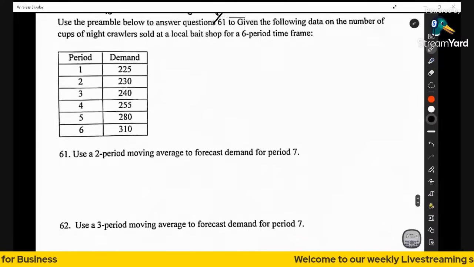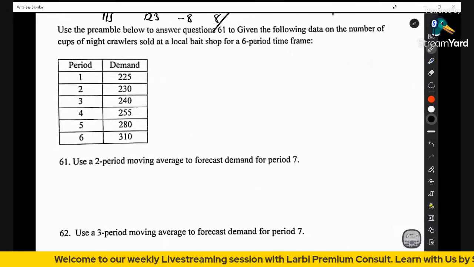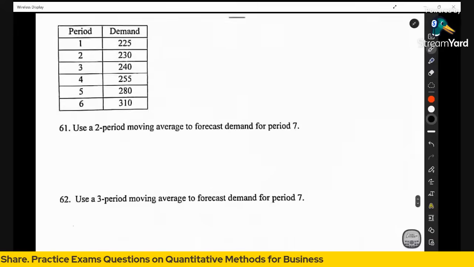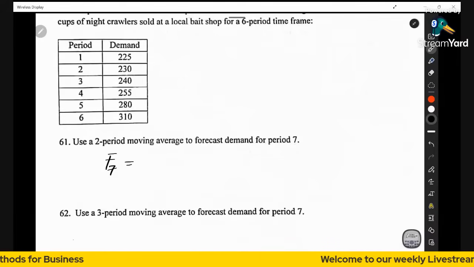Use the preamble to answer questions 61 to, I think we have a number of questions there. Given the following data on the number of cups of crawlers sold at a local bake shop for a 6-period time frame. So question 1, we are asked to use a 2-period moving average to forecast demand for the 7th period. So period 7. So that means that we have F7. And we are using a 2-period moving average, right?